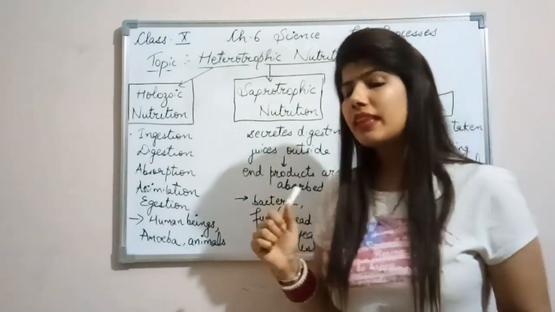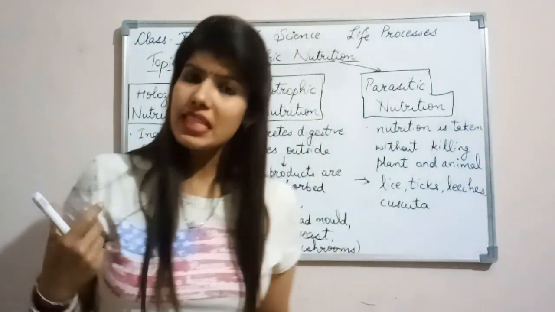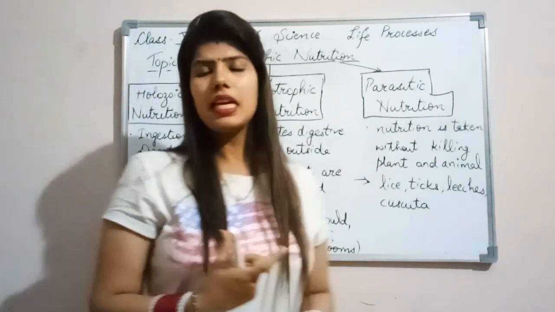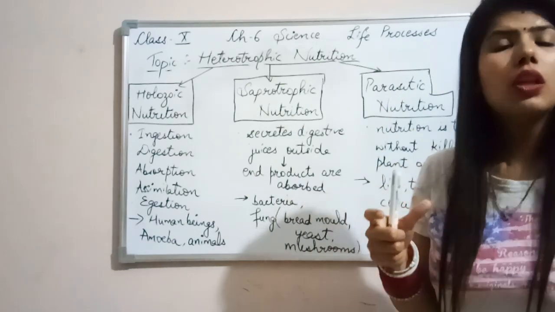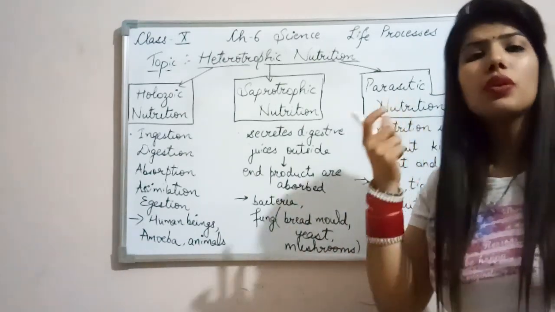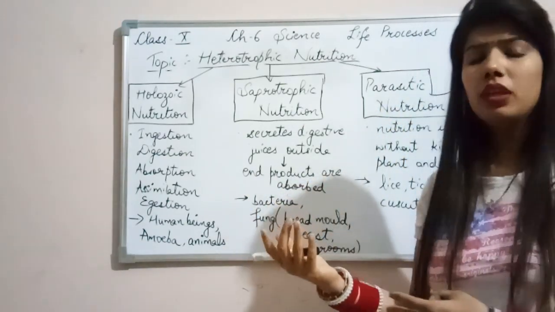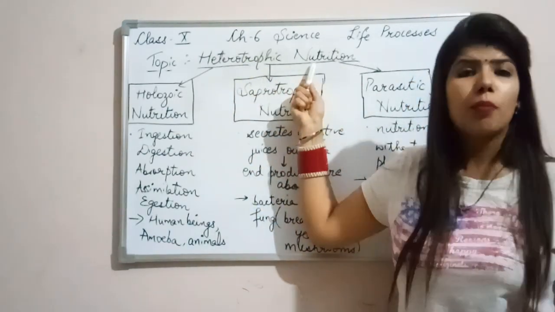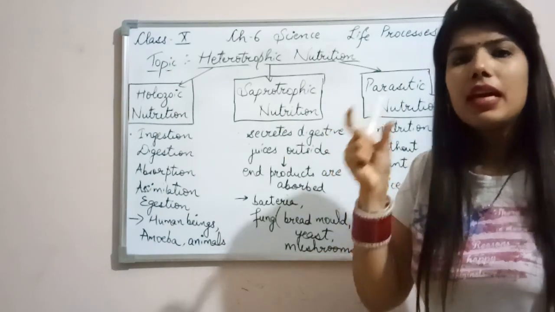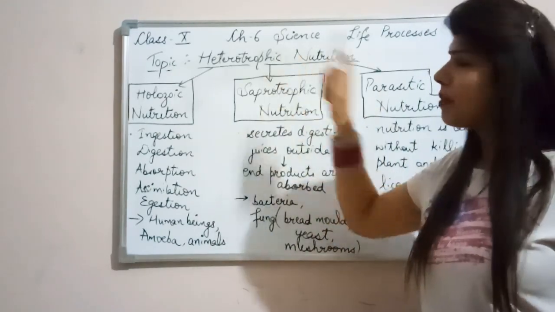We all know that there are two modes of nutrition. One is autotrophic, the second one is heterotrophic. What happens in autotrophic? Green plants are included in autotrophic. Those organisms are able to make their own food. And what are heterotrophic? Heterotrophic nutrition is shown by organisms, and what do we name them? Heterotrophs.